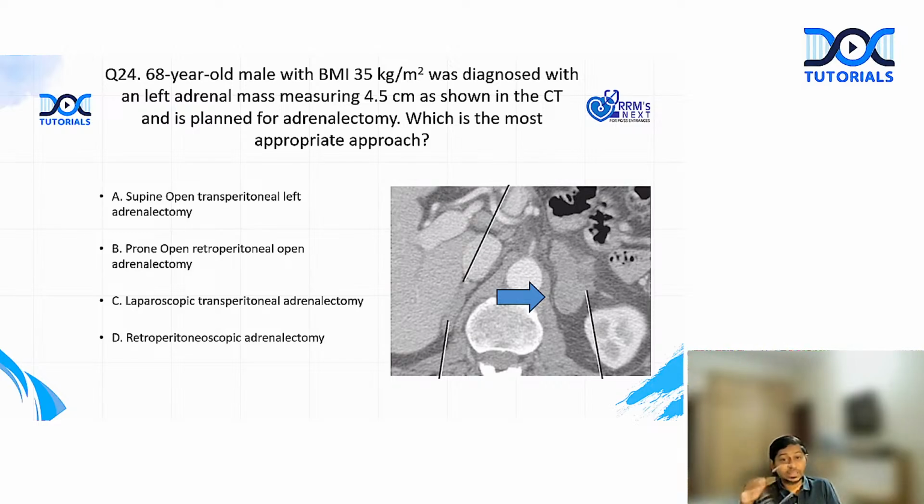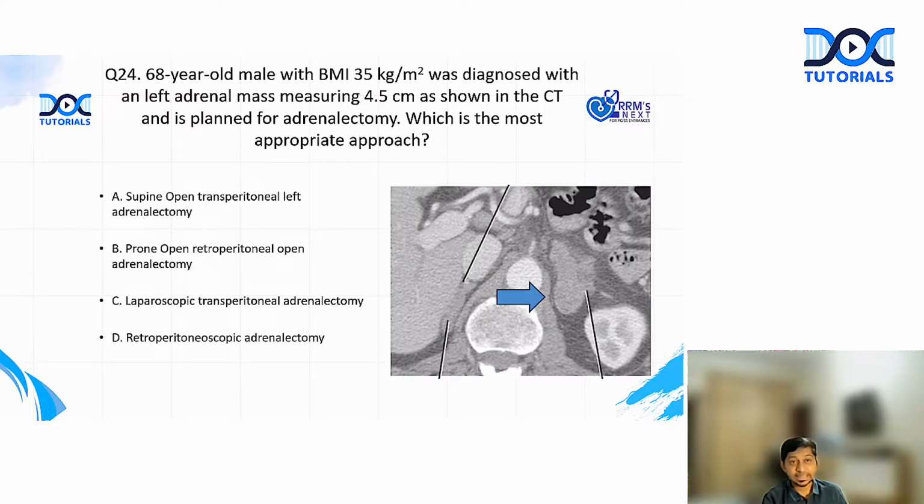Supine open transperitoneal left adrenalectomy, prone open retroperitoneal open adrenalectomy, laparoscopic transperitoneal adrenalectomy, or a retroperitoneoscopic adrenalectomy. So this is a left-sided adrenal mass, 4.5 centimeters, in a 68-year-old male with a BMI of 35.